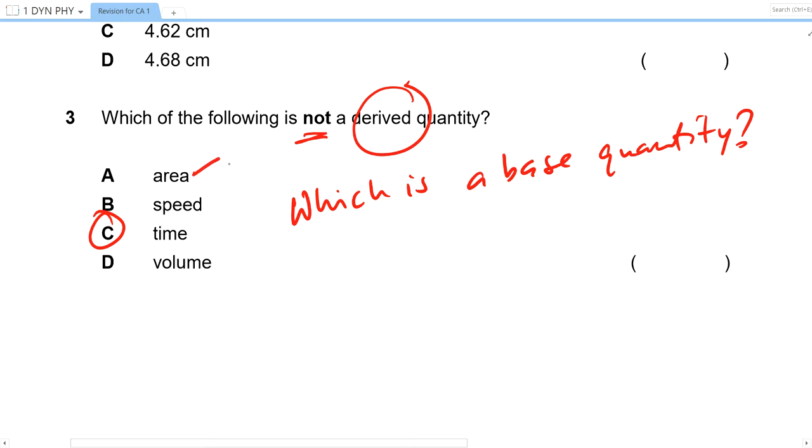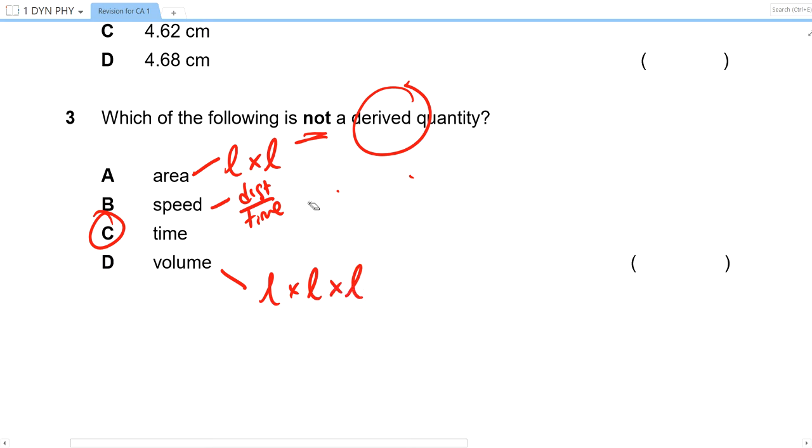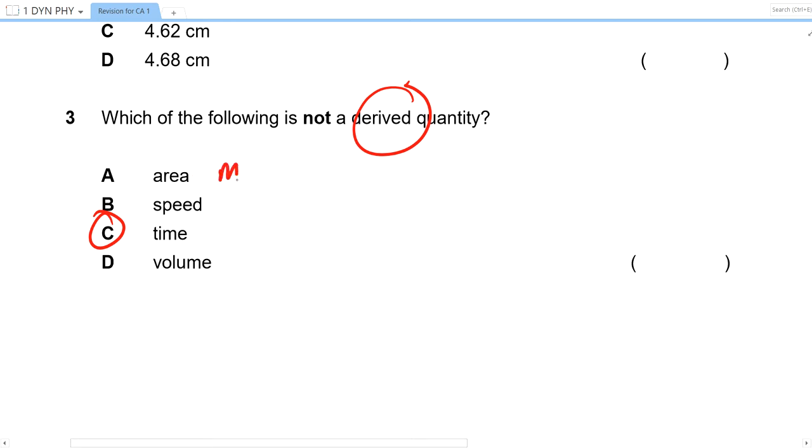Area is length times length. Your speed will be your distance over time. Volume will be your length times length times length. A clue will be from the units. If you look at the units for area, we've got square meters. For speed, we have meters per second. For time, we've got seconds. For volume, we've got cubic meters.